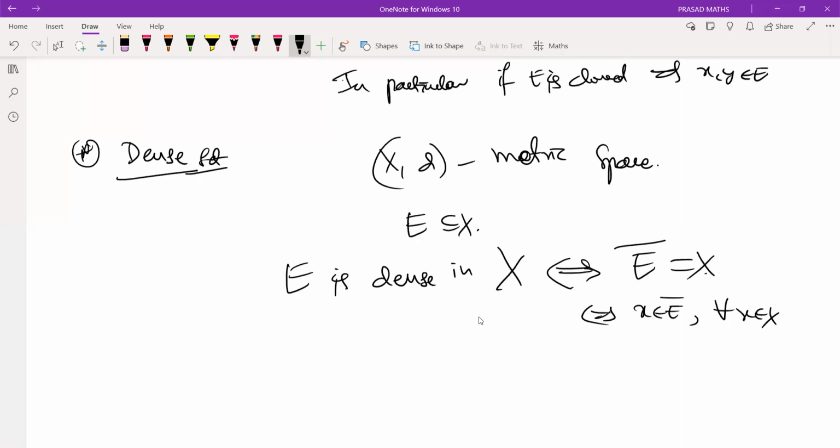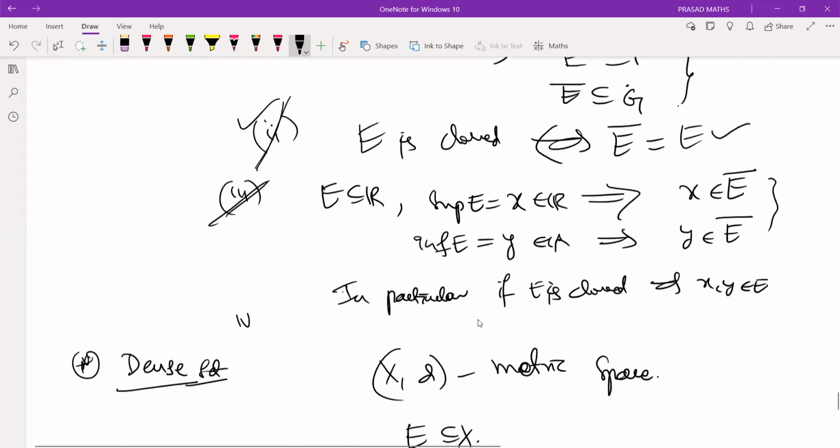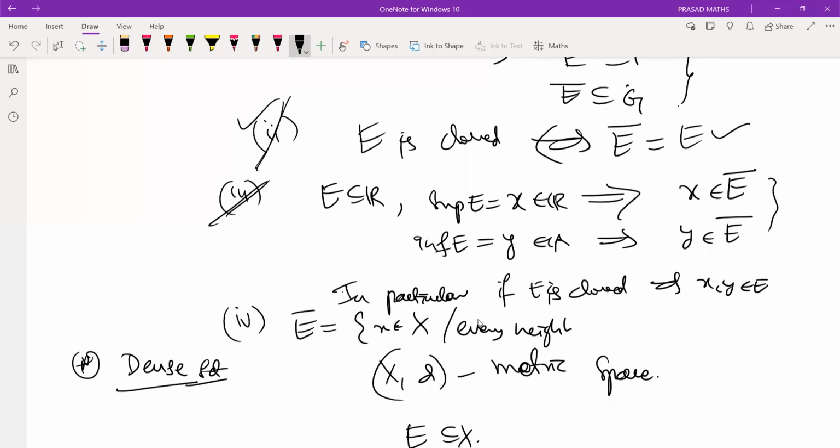x belongs to E closure means what? Take any neighborhood. You need to mention another property also. E closure is the set of all points in the metric space such that every neighborhood of the point intersects E. If p is a point of E closure, if and only if every neighborhood of p intersects E. Take any neighborhood of p, which should intersect E.